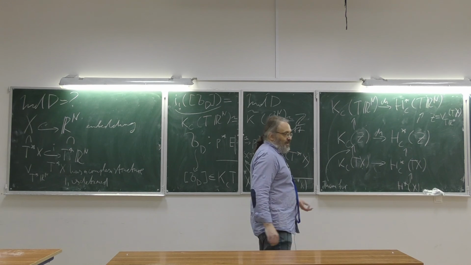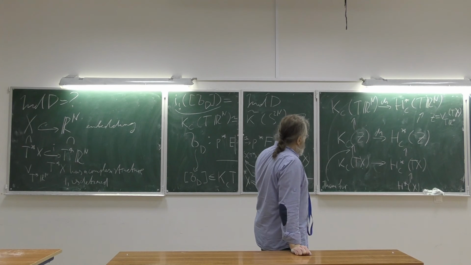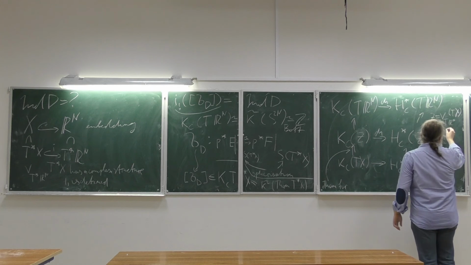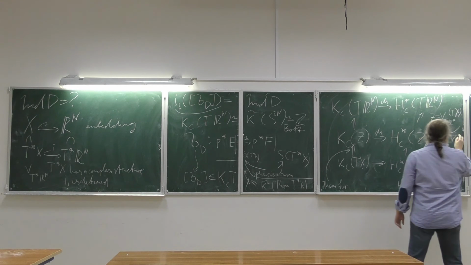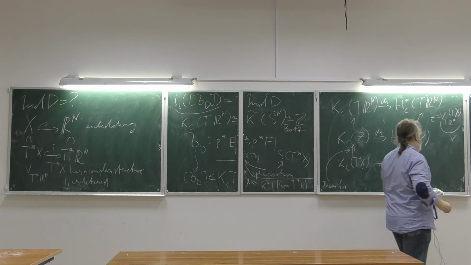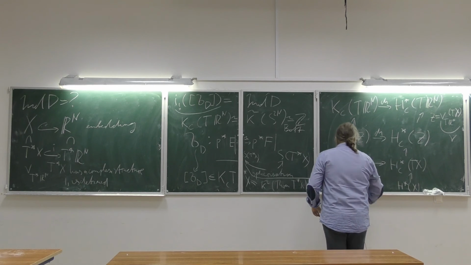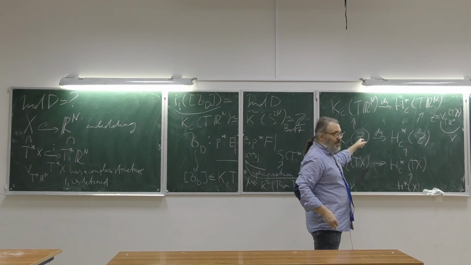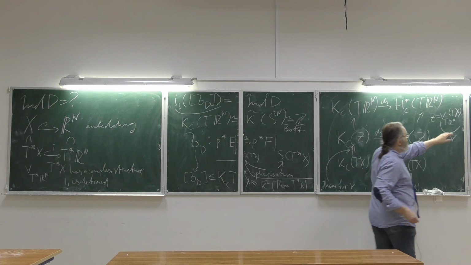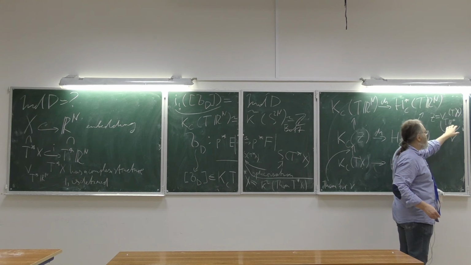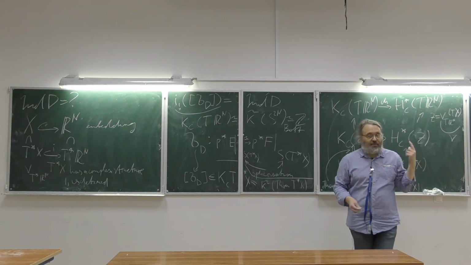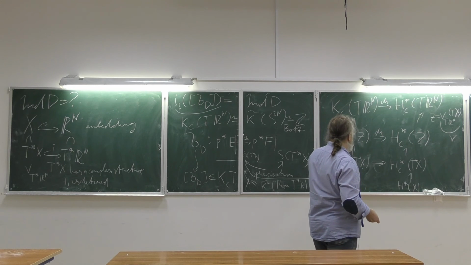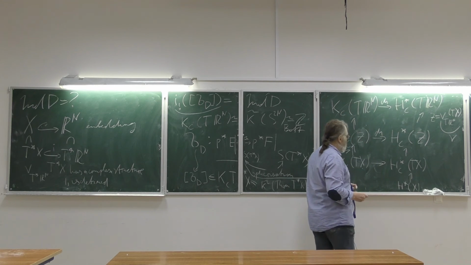Okay, so we have this diagram. Let's call this bundle nu. So here we have the Thom isomorphism for nu. Nu is the normal bundle of this inside this. It has a complex structure, so it makes sense to consider the Thom isomorphism.